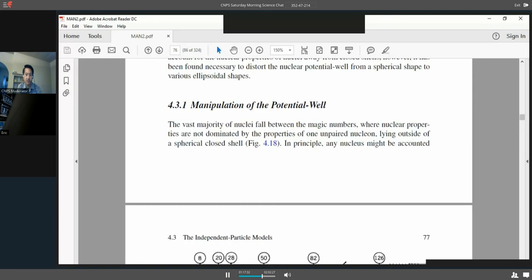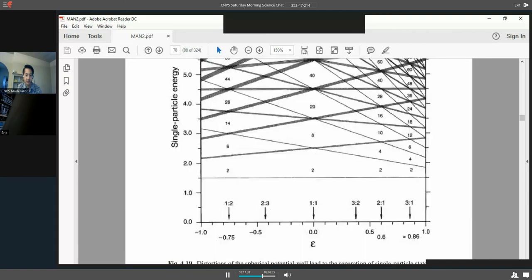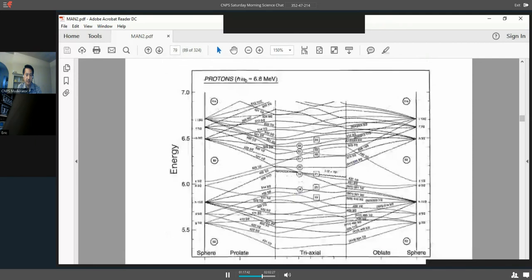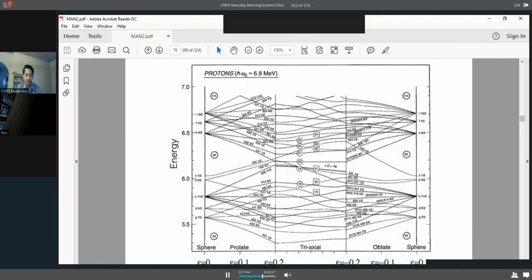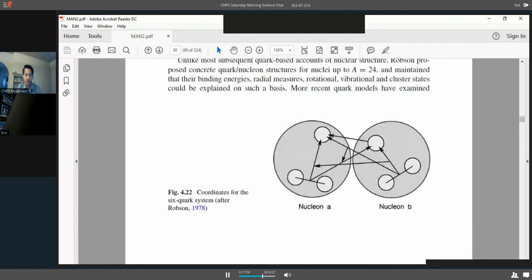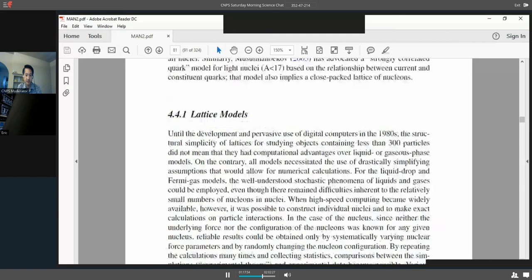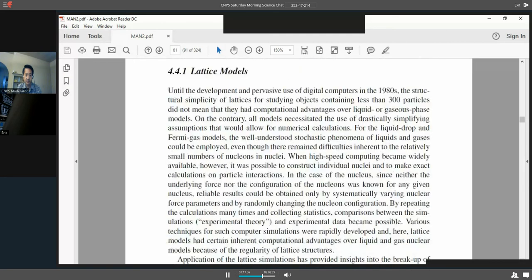So this whole section is on the shell structure. And there is a lot of data here. Then we've got other models. Finally, we have lattice models.